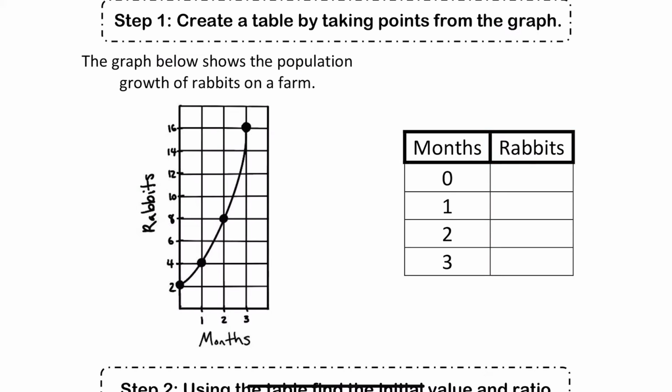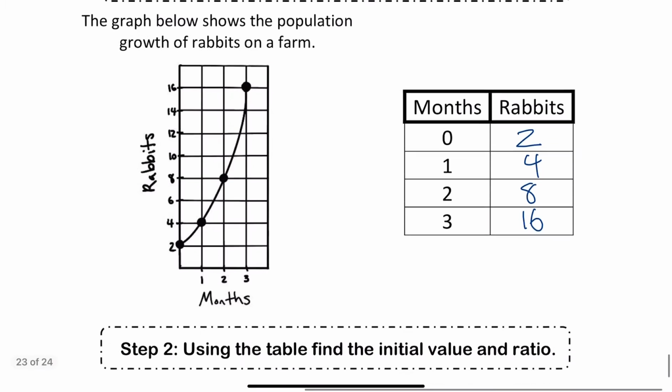Taking a look at what we have, got this graph, let's see, 0 months. At 0 months, that's right here, we have 2 rabbits. So I'm going to put in a 2. At 1 month, we have 4 rabbits. At 2 months, we have 8 rabbits. And then at 3 months, we have 16 rabbits. Cool. Table formed. Table is made. We are good. All right, let's move on to the next step.